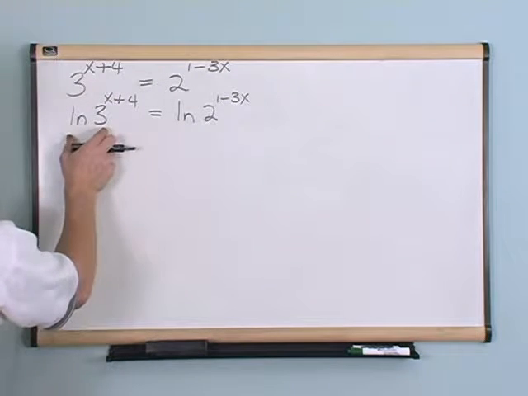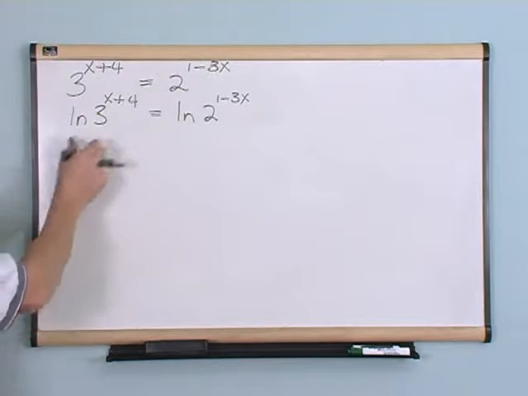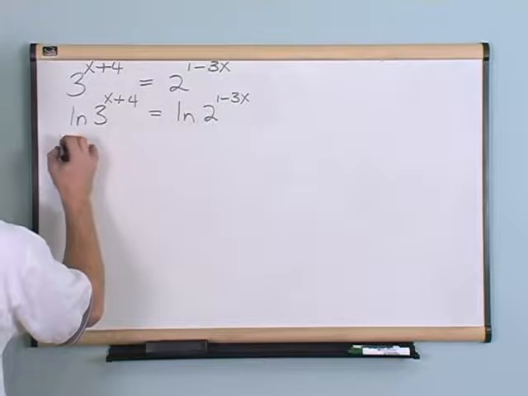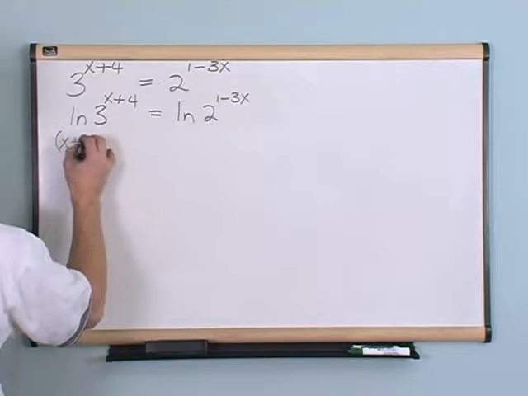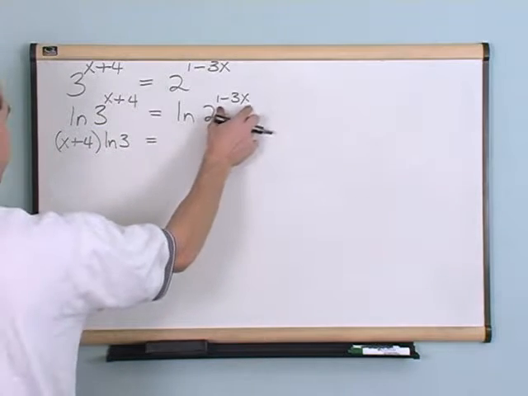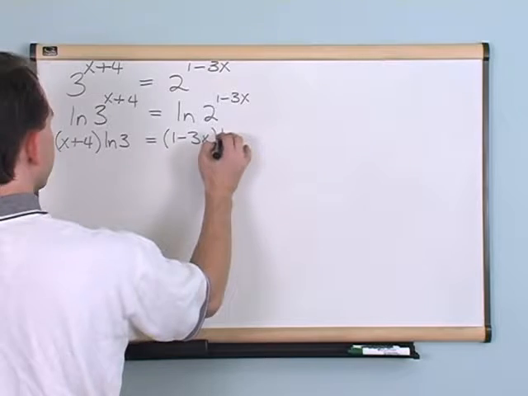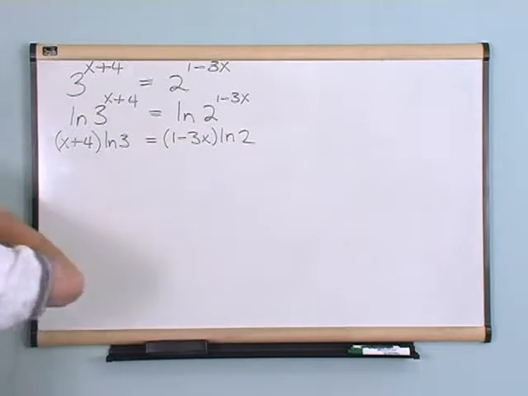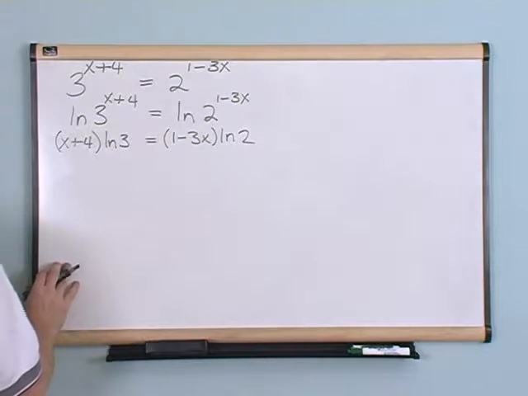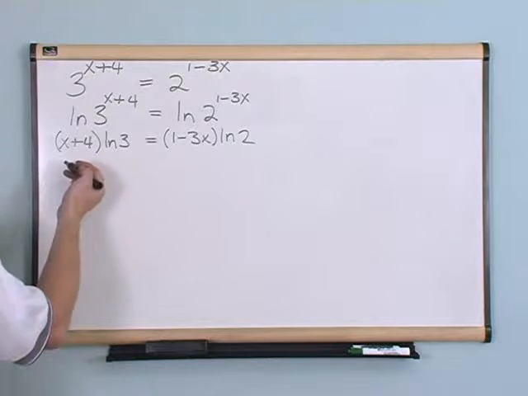Okay, continuing on, this allows me to take this exponent and pull it out in the front, because remember, for my property, when you have a log of something with an exponent, I can do that. So what I'll have is x plus 4 times the natural log of 3 equals, and I'm going to do the same thing here, 1 minus 3x times natural log of 2. And that was the whole reason I did this business with the natural log, was to let me pull the exponent out. Next, I'm going to distribute this natural log in, because I'm going to eventually solve for x.